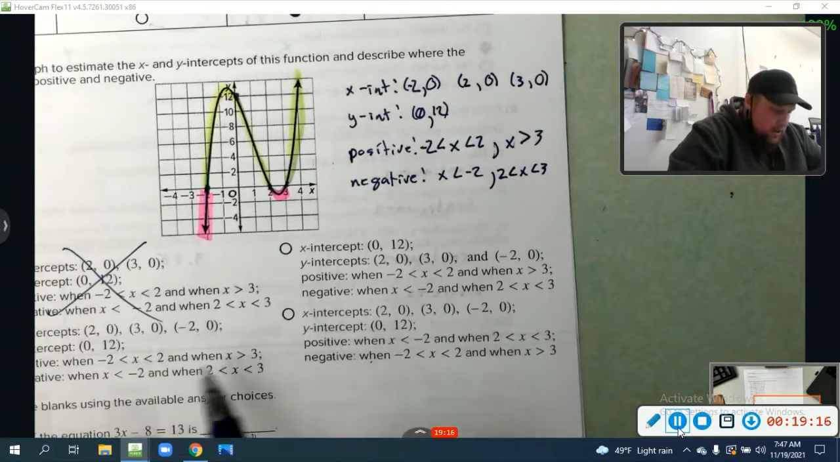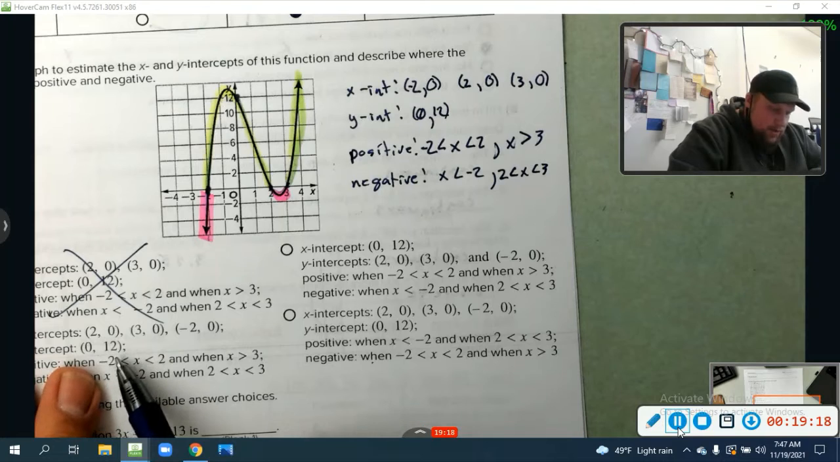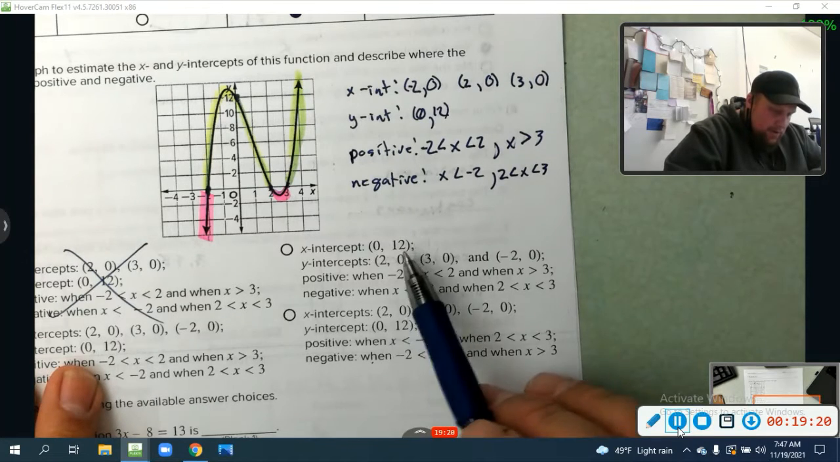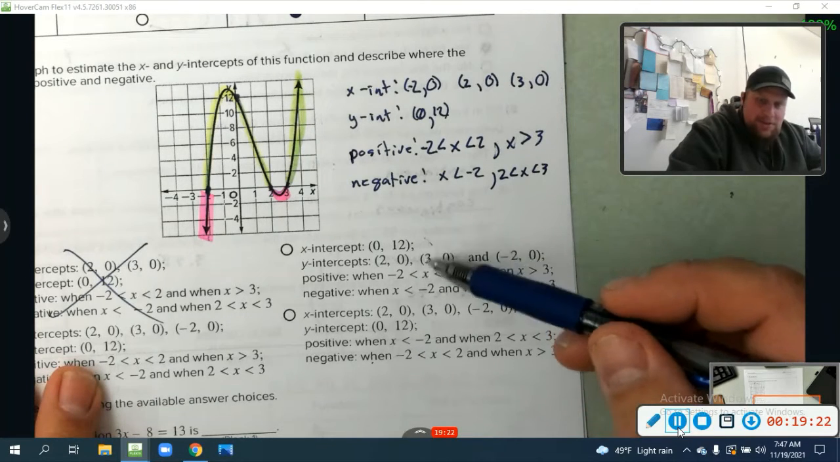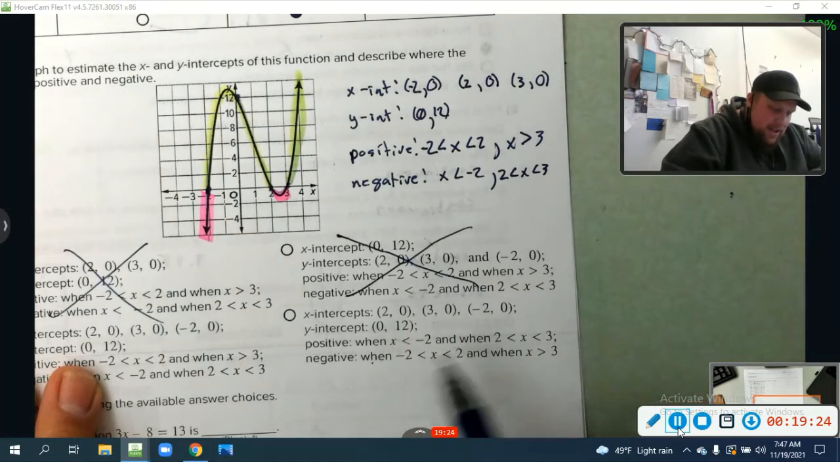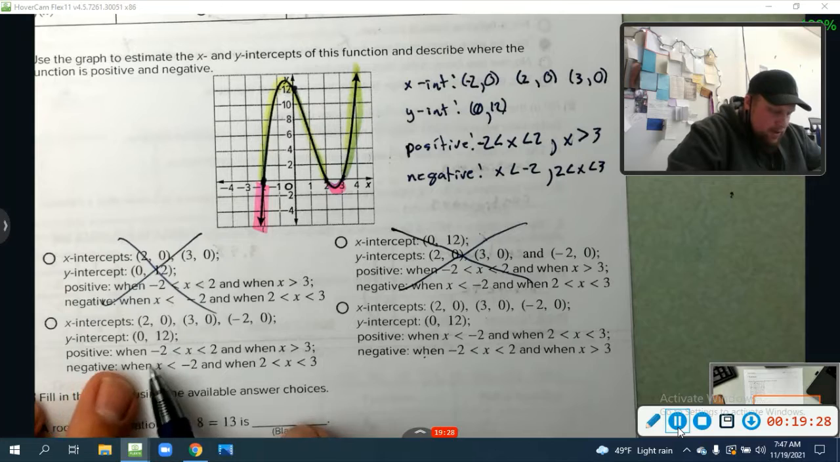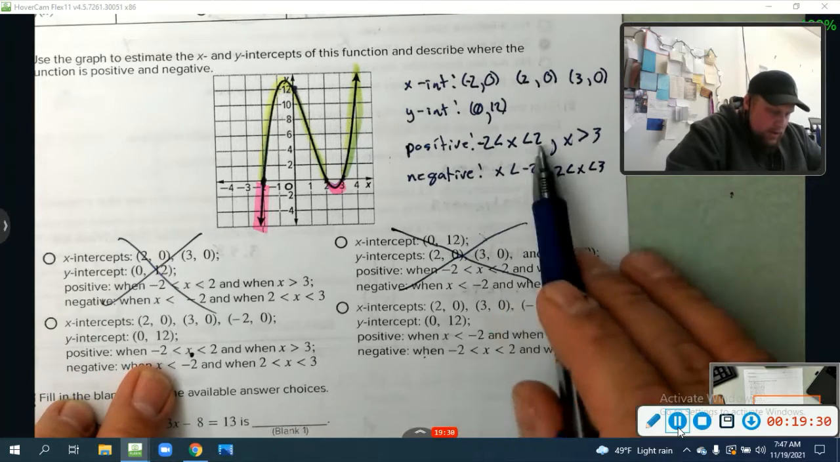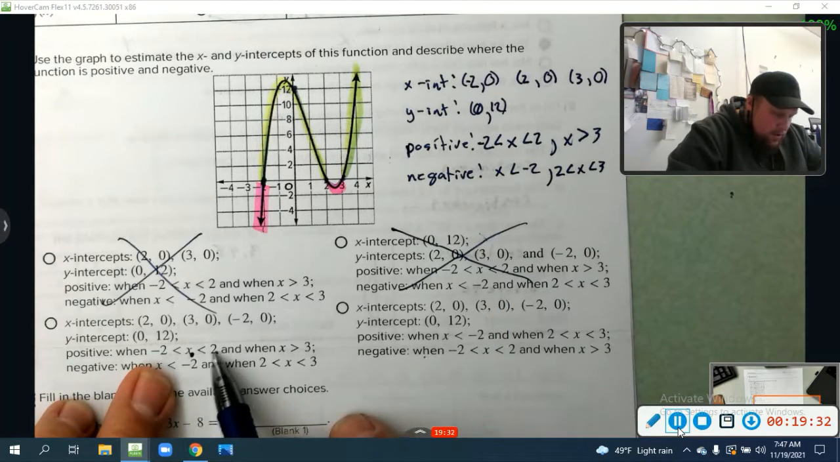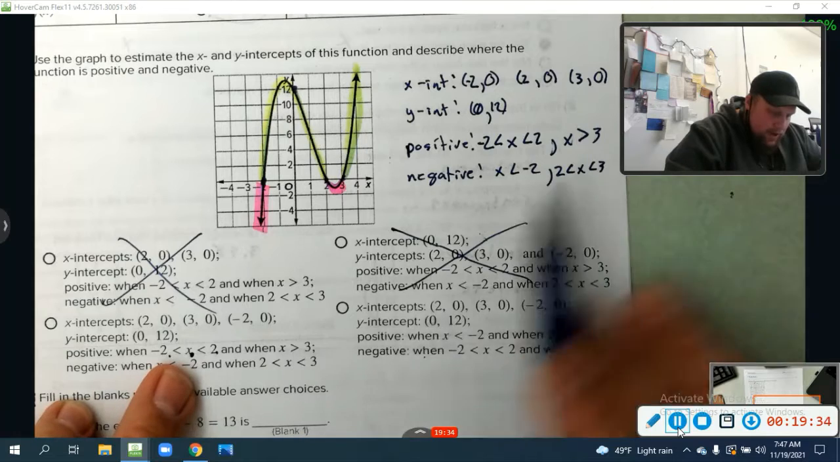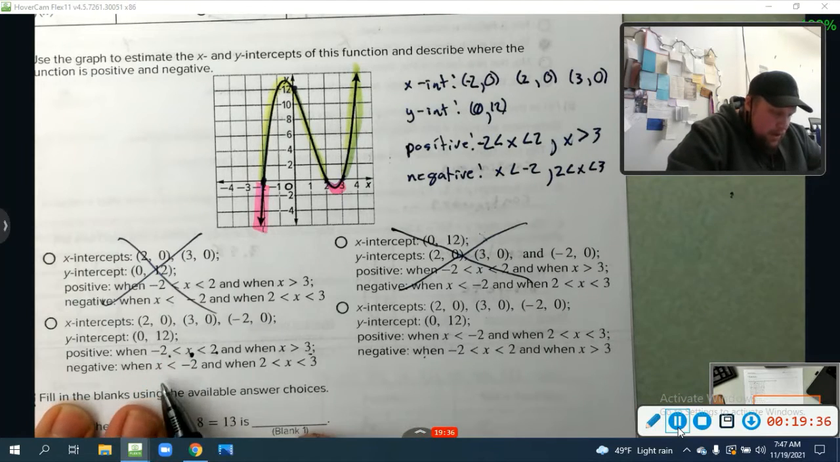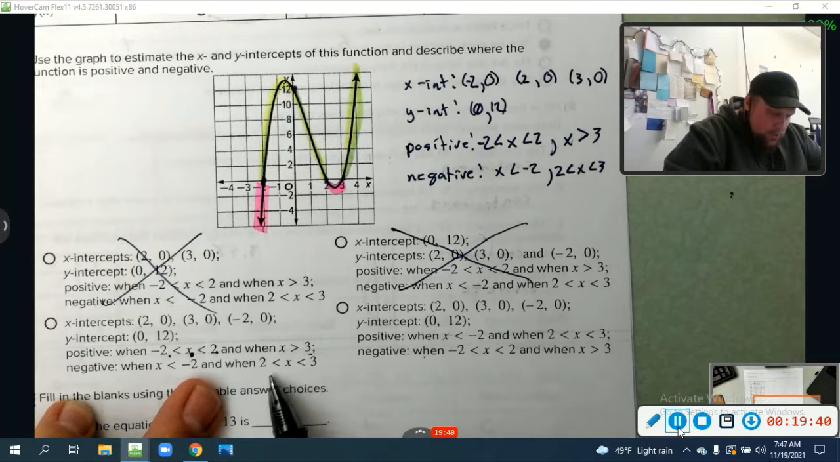And let's look at that. So y-intercept, oh, I never checked the y-intercepts. 12, y-intercept. Oh, this one doesn't work. It switched the x and y-intercepts. I didn't even notice that. This one's good. Okay, so we're down to these bottom two. Now let's look at the positive. So when x is between -2 and 2, less than 2, greater than -2, perfect. And when x is greater than 3, okay. It's negative when x is less than -2, and when x is less than 3 and greater than 2.